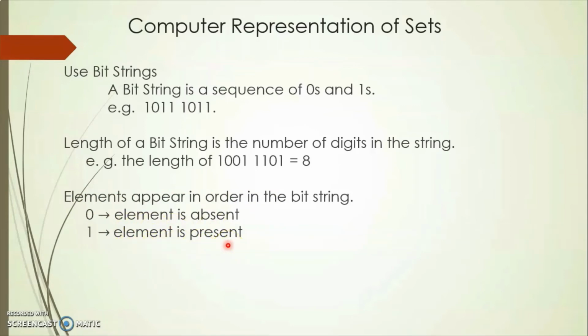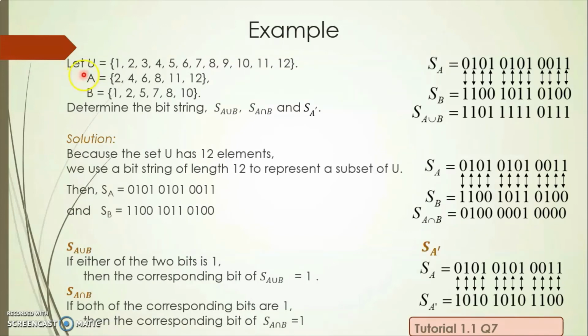So let us see the next example. In this example, let the universal set equal 1, 2, 3 until 12, and then set A equals 2, 4, 6, 8, 11, 12, and set B equals 1, 2, 5, 7, 8, 10. Now, determine the bit strings for A union B, A intersect B, and A complement. So the solution for this example is, since the set U has 12 elements, we use a bit string with length 12 to represent the subsets of U.